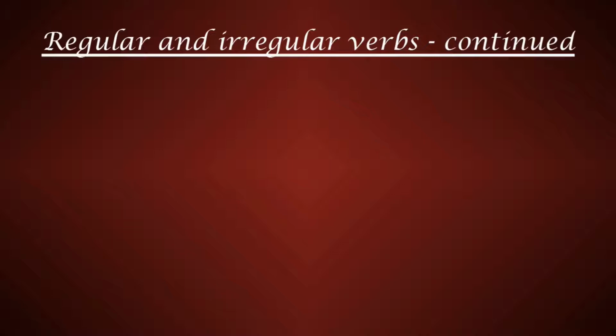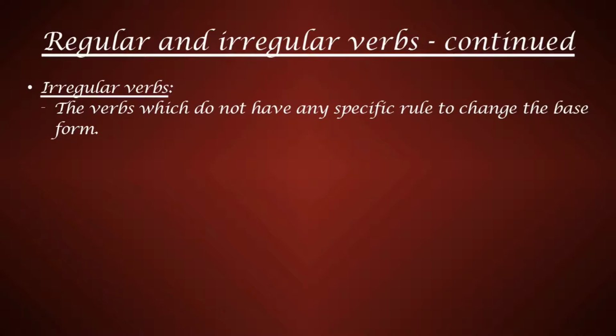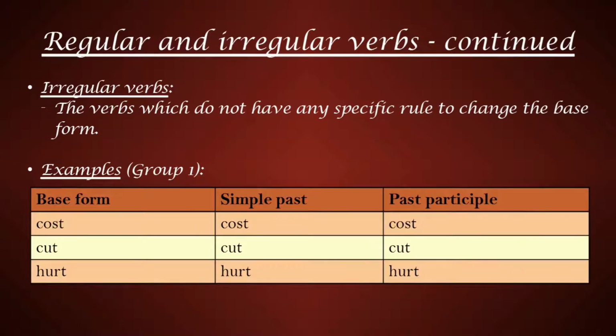Irregular verbs. These verbs do not have any specific rule for change of the base form. Examples are Group 1. Base form cost, simple past cost, past participle cost. Similarly, cut, cut, cut, hurt, hurt, hurt. Here the base form doesn't change in the simple past and past participle forms.